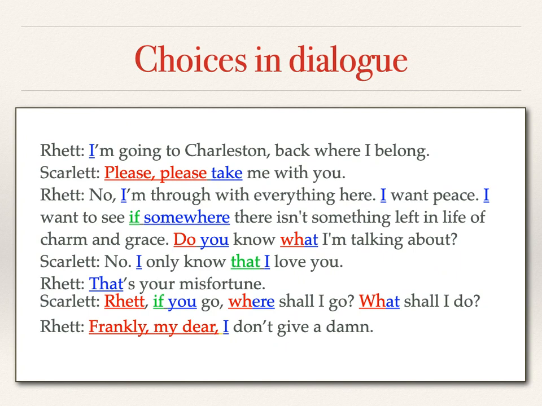So this is actually the dialogue where I took the examples from, between Rhett Butler and Scarlett O'Hara. Rhett said, "I'm going to Charleston, back where I belong." Scarlett, "Please take me with you." Rhett, "Now I'm through with everything here. I want peace. I want to see if somewhere there isn't something left in life of charm and grace. Do you know what I'm talking about?" Scarlett, "No, I only know that I love you." Rhett, "That's your misfortune." Scarlett, "If you go, where shall I go? What shall I do?" Rhett, "Frankly, my dear, I don't give a damn."